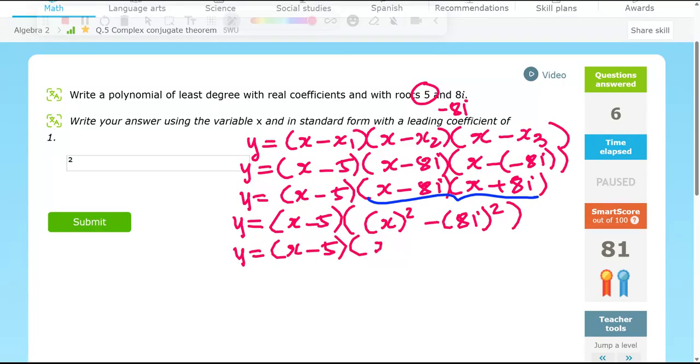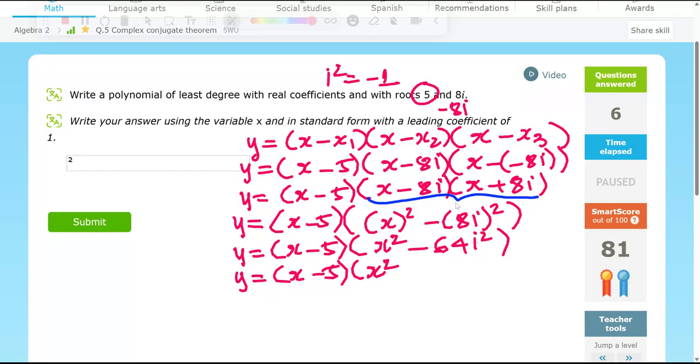So we got x squared and then subtract 64i squared. Remember, you substitute i squared for negative 1. So if you put negative 1 right here for i squared, it becomes 64. Is that all right? Because negative 64 times negative 1, so plus 64. Okay. So now we multiply one more time and then we're done.